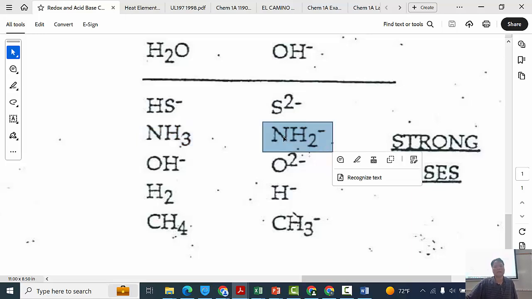Do you have this chart online? Yes, it's on Canvas. Under which week? I don't remember. Does anybody remember what week this is on? I think it was like 6. Week 6. Or just search Canvas for redox chart.